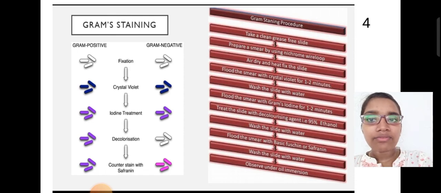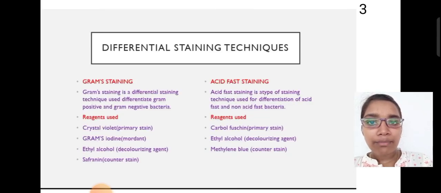Coming to the acid-fast staining. Acid-fast staining is a type of differential staining which is used to identify the acid-fast and non-acid-fast bacteria. The reagents which are used in acid-fast staining are carbol fuchsin, which is acting as a primary stain, acid alcohol, which is acting as a decolorizing agent, and methylene blue, which is acting as a counter stain.